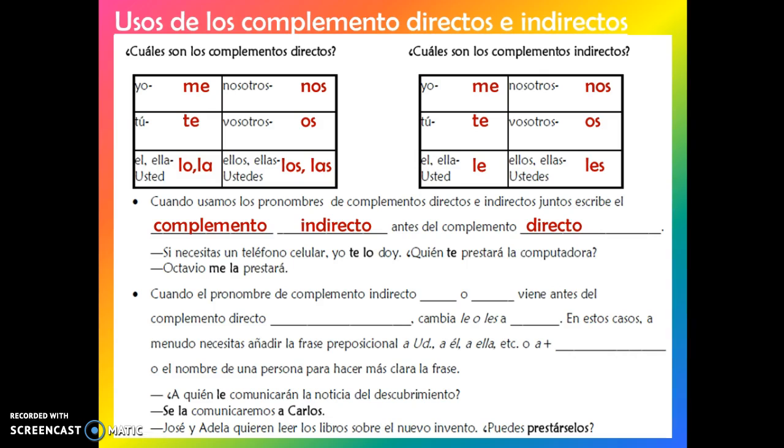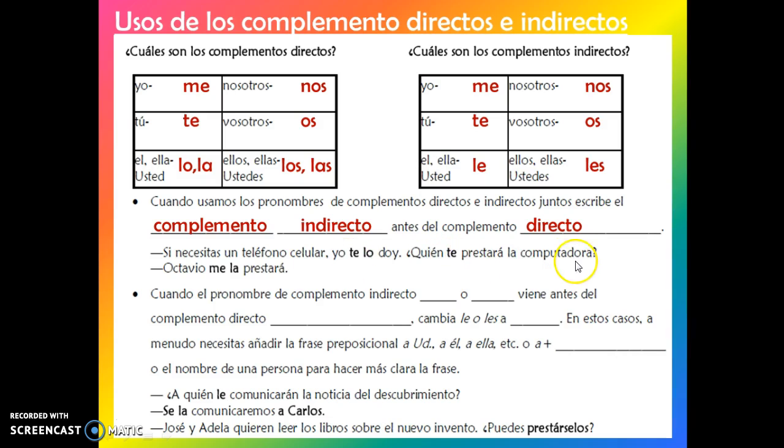Let's look at an example of what this might look like in a sentence. Si necesitas un teléfono celular, yo te lo doy. So te is the indirect object. Lo is the direct object here. If you need a cell phone, I will give it to you. The it is the cell phone. That's the what I am giving. To whom? It is to you.